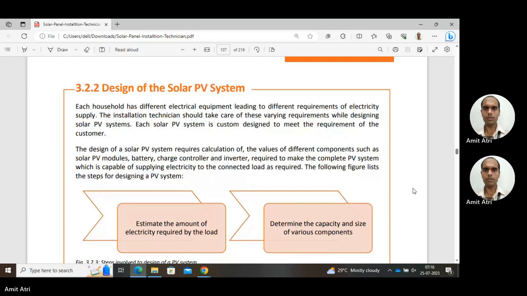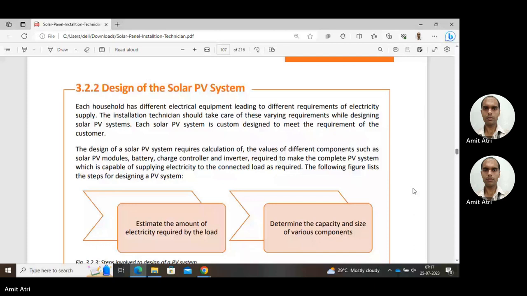Okay, so design of the solar PV system begins with the components. Each household has different electrical equipment leading to different requirements of electric supply. Means we have to consider the load, how much load is being supplied by the system. The installation technician should take care of these varying requirements while designing the solar PV system. The requirements are not constant. Load can change. It could be higher sometimes, it could be lower.